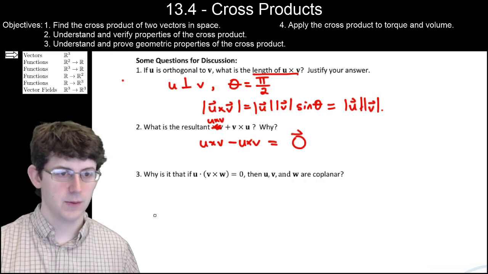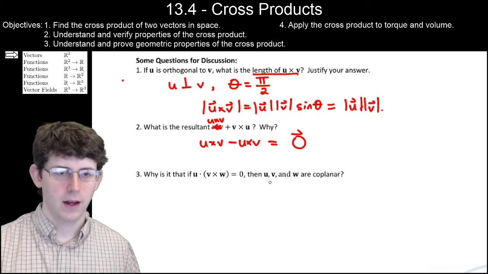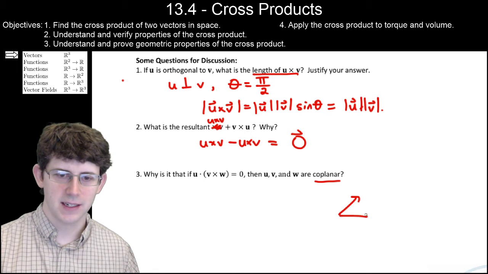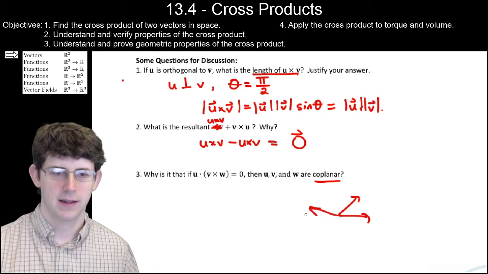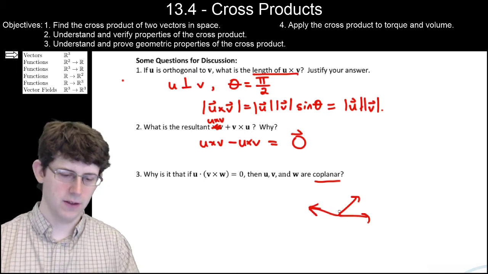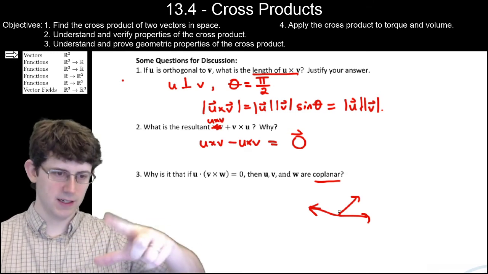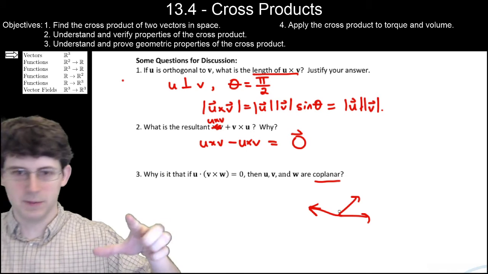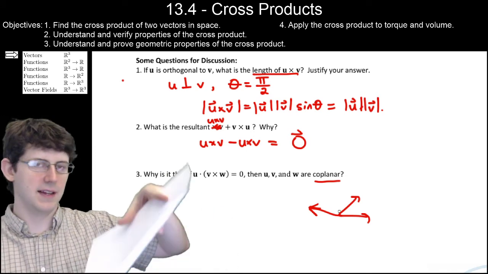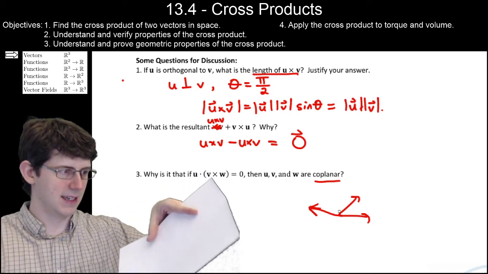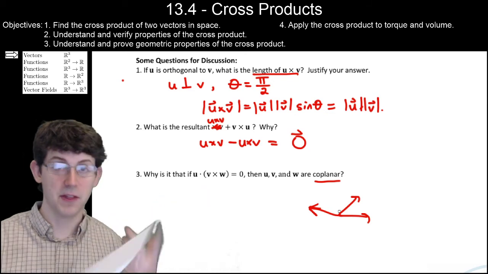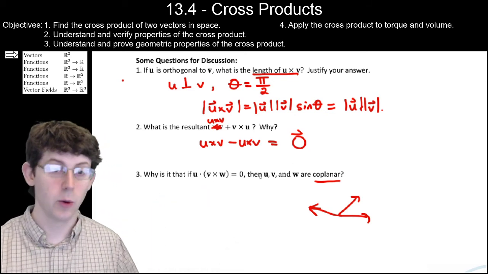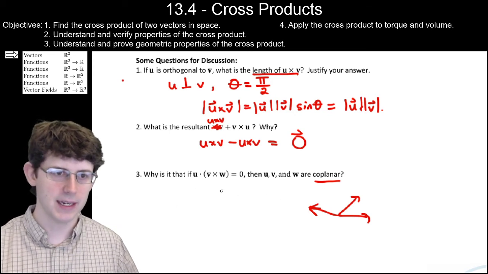Okay, this third one is really cool. What does coplanar mean? Coplanar would mean that all three of the vectors sit in the same plane. Given two vectors, they define a plane. If you have two vectors, you can have a piece of paper and put the two vectors on that piece of paper, and that's the plane of those two vectors. If the third vector, w, also is in that plane, then you say all three are coplanar. Well, why would that happen?